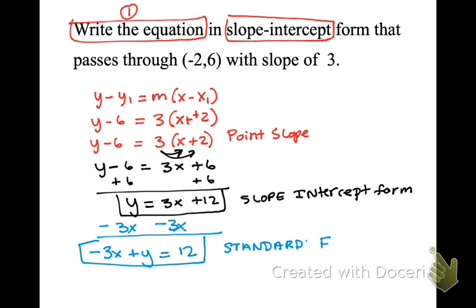This means it's just like I have different names. This is the same equation. Y minus 6 equals 3 times the quantity of x plus 2 is equivalent to y equals 3x plus 12, which is equivalent to negative 3x plus y equals 12. It's like calling me Michelle. It's like calling me Yamasaki. It's like calling me teacher. 3 different ways to write the same equation. Do you understand what I'm talking about?